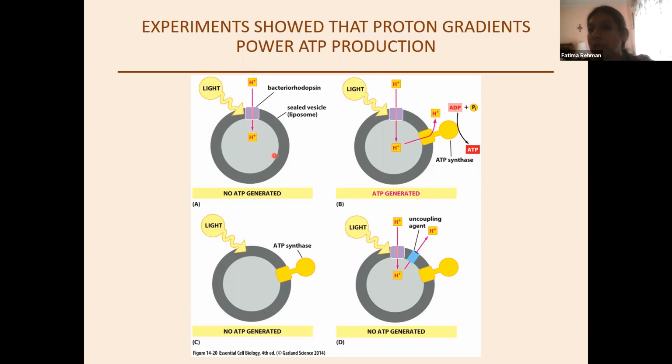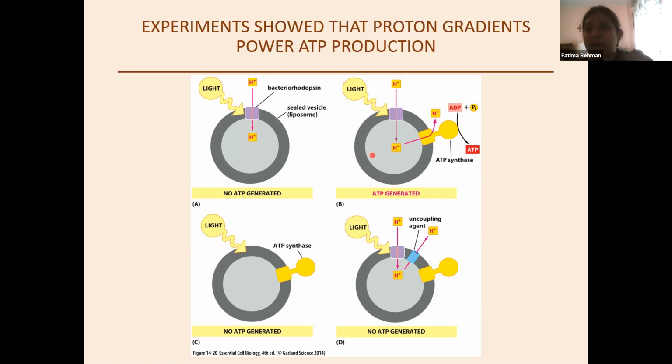However, this alone is not going to give you any energy production. However, if you incubate these liposomes with bacteriorhodopsin and ATP synthase, so that both of them get incorporated into the membrane of this artificial cell, you then are able to generate ATP, because the proton pump will take the protons into the liposome, and the ATP synthase will utilize those protons to generate ATP.